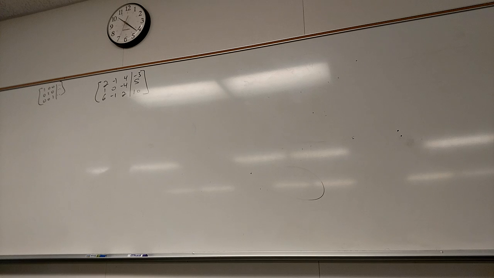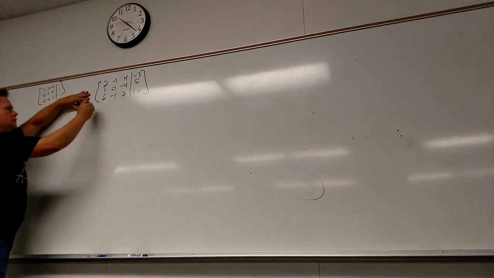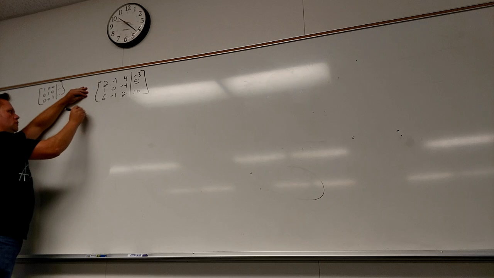You guys understand? So zeros are the primary goal because that means I killed that variable. 1s are nice, but not 100% necessary. So thank God I got a 1. Let me put it in the right place. So I'm going to switch row 2 and row 1.